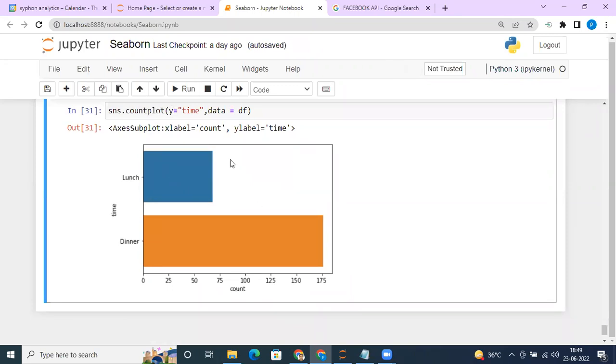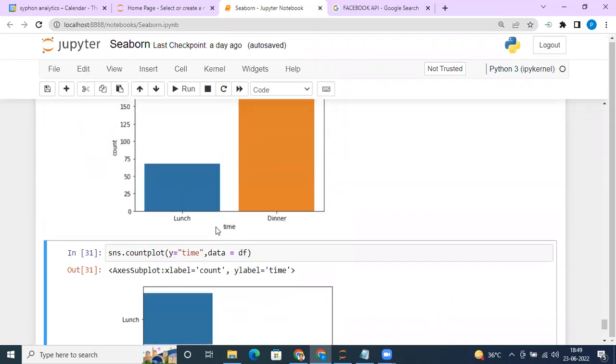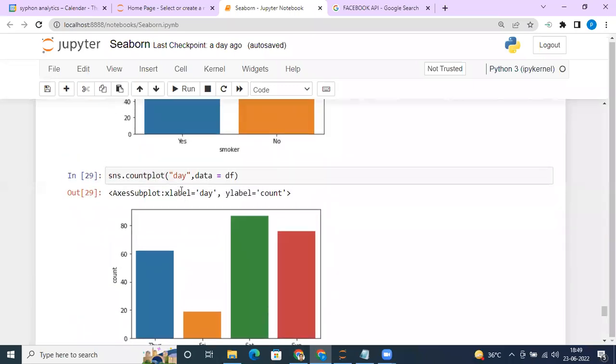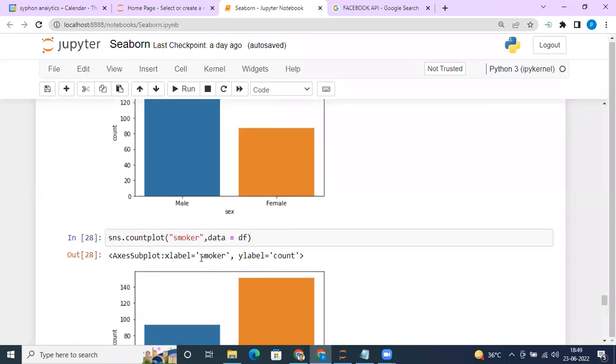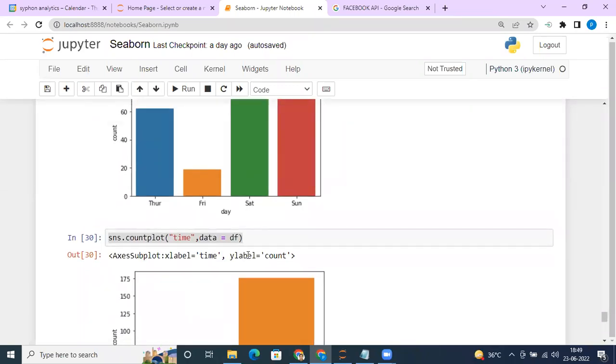So, you have an option. You want to switch the orientation, what you want on the x-axis and what on the y-axis, of course you can change with this parameter y. Clear, everyone? So far, whatever we are doing, these are univariate analysis. Only one column we are putting here every time. See, sex only we put, smoker only, day only, time only.